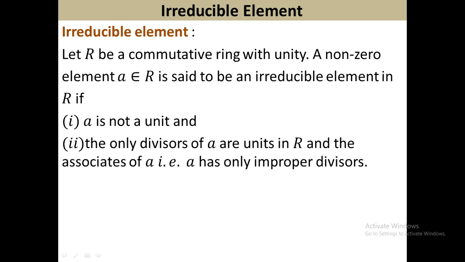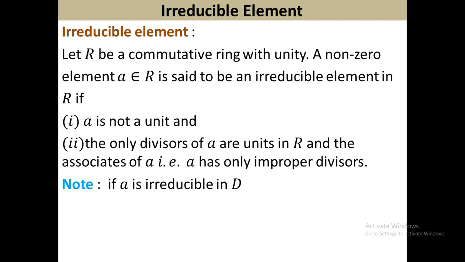The first condition is A is not a unit. The second condition is all the divisors of A are improper, that is, A has no proper divisors. That is, if alpha is a divisor of A, then alpha is either a unit or alpha is an associate of A. The second condition can be written in another form.